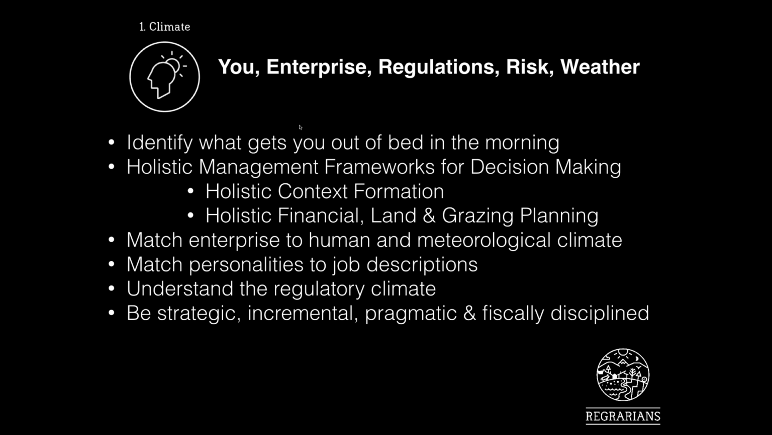So certainly you can adjust your enterprise and infrastructure to overcome some of the meteorological climate issues that you might have, but it takes a lot of energy to do so. A polytunnel or a greenhouse is a really good example of that.